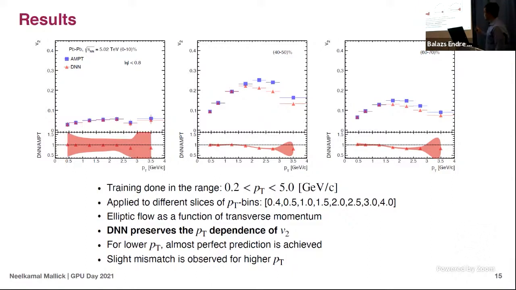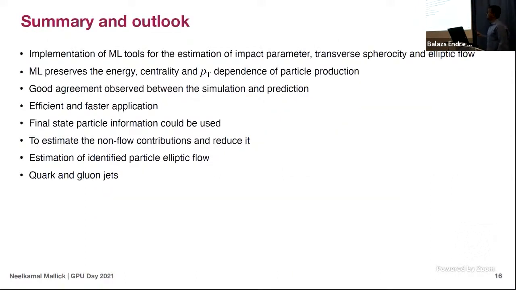So this is the work so far, and I can conclude that the implementation of machine learning tools is quite successful in predicting the impact parameter, pseudorapidity, and elliptic flow. The model actually learns the energy dependence, centrality dependence, and PT dependence of particle production, as we see the good agreement between the simulation and prediction. The good part is you can take final state particle parameters and estimate the initial parameters like elliptic flow and impact parameter quite efficiently, and the application is obviously faster once you have the model built.